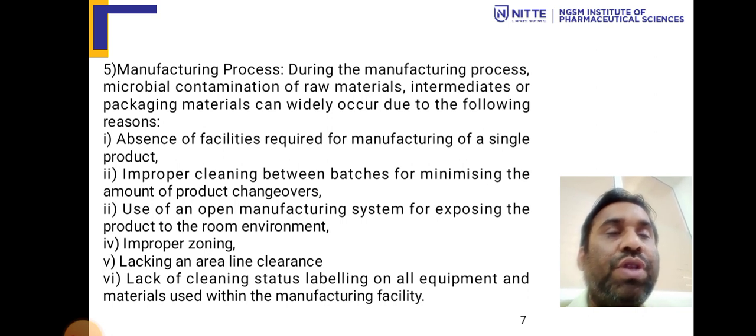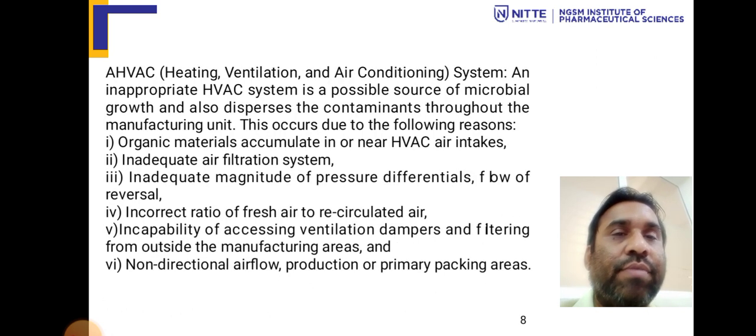Now coming to the manufacturing process. During the manufacturing process, microbial contamination of raw material, intermediates or packaging material can widely occur due to the following reasons: absence of a facility dedicated to manufacturing a single product, improper cleaning between batches for minimizing the amount of product changeover, use of open manufacturing systems exposing the product to the room environment, improper zoning of the material or the product, lack of line clearance, and lack of cleaning status labeling of all equipment and materials used in the manufacturing facility.